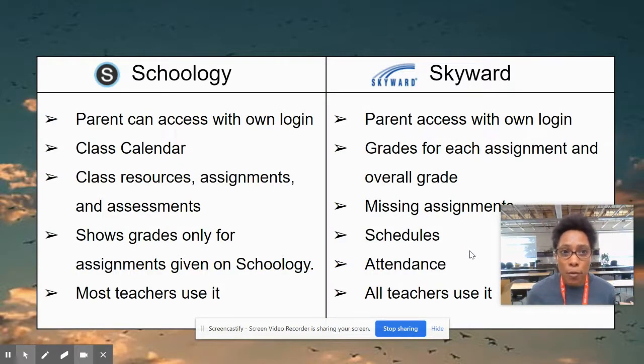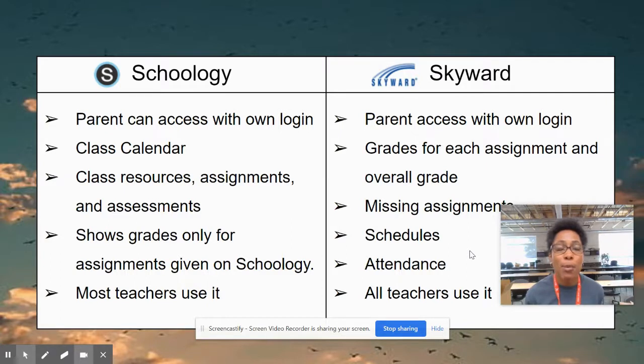So the differences, we know, especially transitioning from elementary school to middle school, you may not be as familiar with Skyward as you are with Schoology or even Google Classroom. So these are the main differences. For Schoology, you can access both systems with your own login. There's a class calendar, so you can see when assignments are going to be due. They can as well. This is where we do all of our assignments. We'll put all of our resources on there.